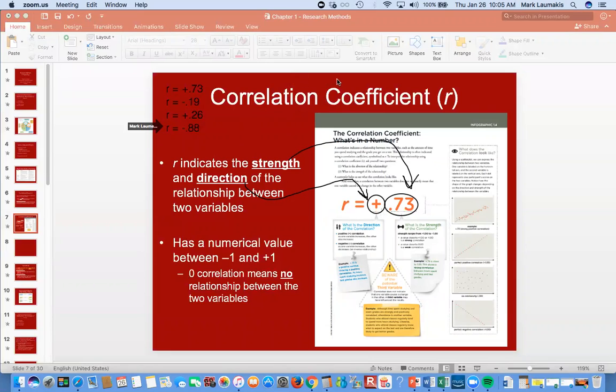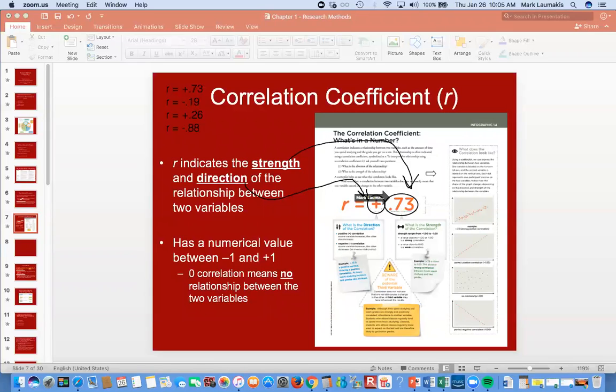So let's talk about strength first. The strength of the correlation coefficient is indicated by the number. Here's the deal, guys. The bigger the number, the stronger the correlation is. Really, really simple. The bigger the number, the stronger the correlation is. Regardless of the positive or negative sign. So when I teach my students to interpret correlation coefficients, I just tell them to cover over the positive or negative sign. If you're a mathematician, really what we're doing is taking the absolute value of the correlation coefficient.